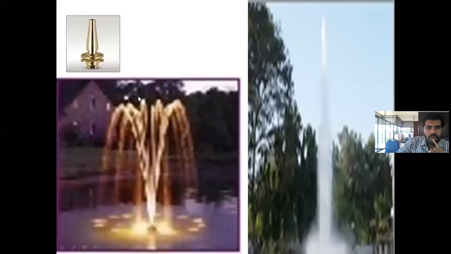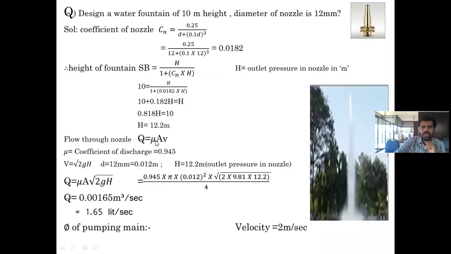Flow through the nozzle. The formula is Q equals mu into area into velocity. Mu is a constant, the coefficient of discharge, which is 0.945. A is the area and V is the velocity. Instead of V, you can write root of 2gh. The diameter is 12 mm, and H, the outlet pressure of the nozzle, is 12.2 meters.